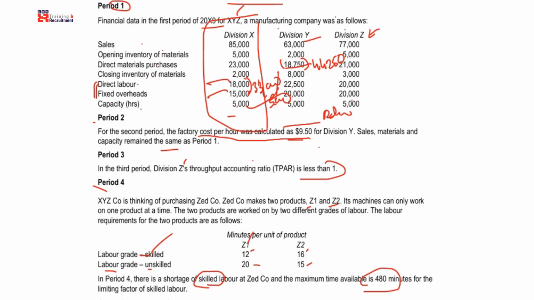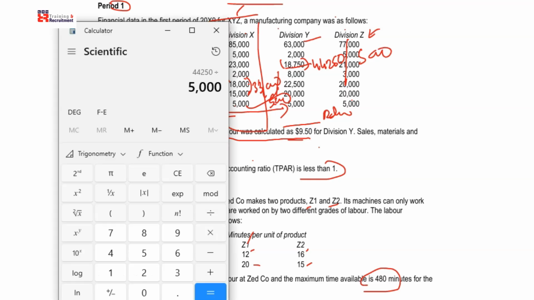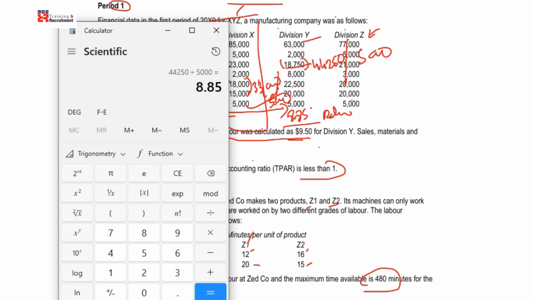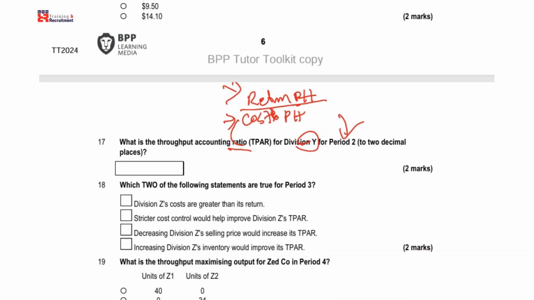44,250. And what is the return per hour? So 5,000 hours divided by 5,000. 8.85 is your return. Remember, it should be less than 1. The performance is not that good. 0.93, two decimal places. So 0.93 is my throughput accounting ratio.